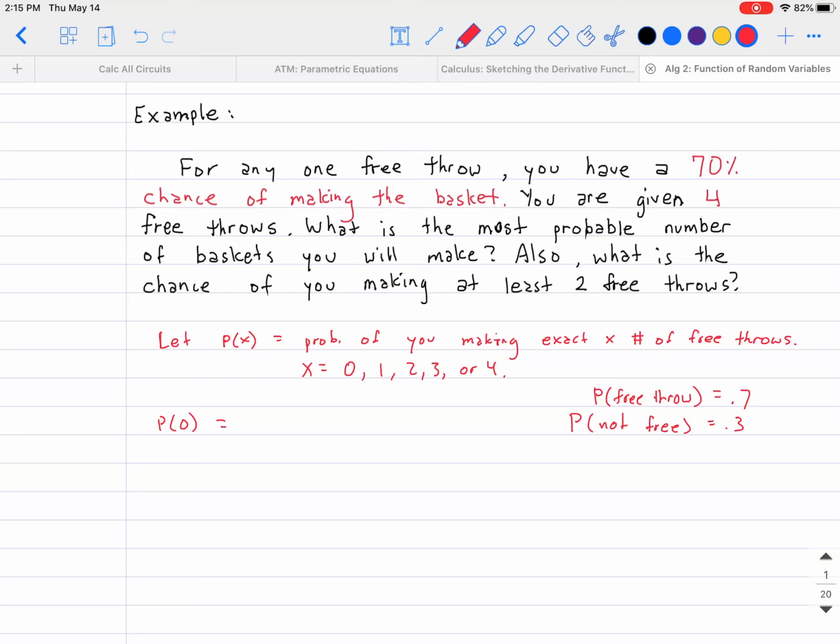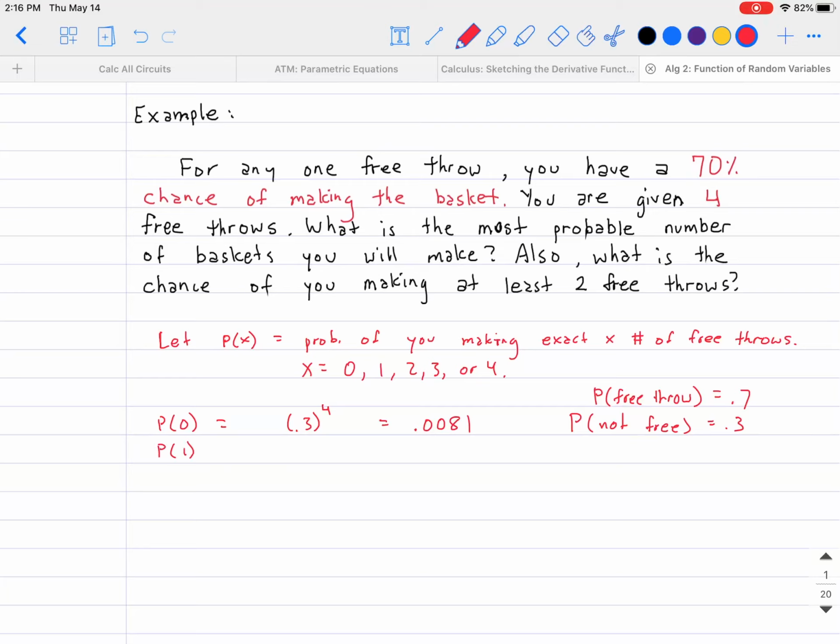So it's going to be 0.3 multiplied by 0.3 multiplied by 0.3 multiplied by 0.3. Basically the same number raised to the 4th power, because we're going to miss every single one of those. Plugging that into the calculator, 0.3 raised to the power 4 gives us approximately 0.0081.